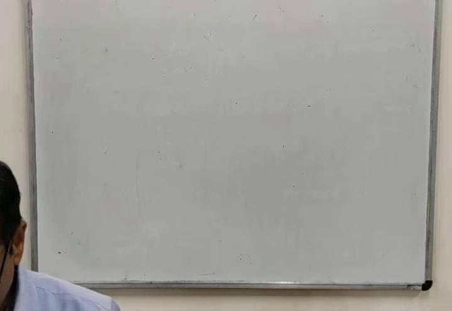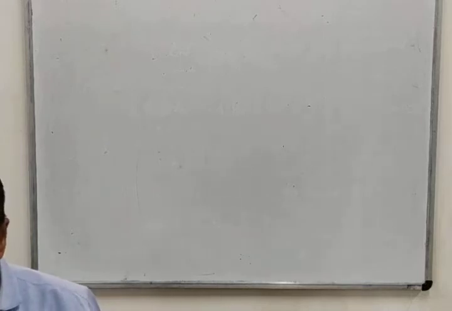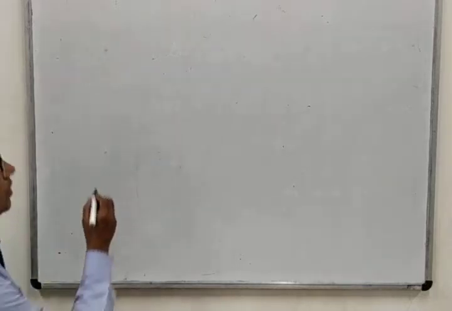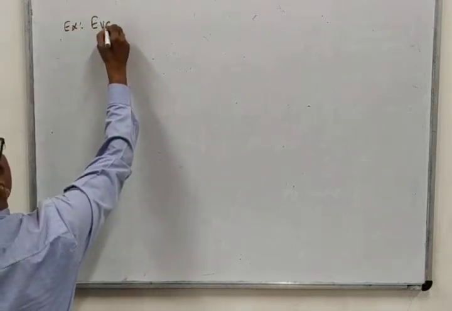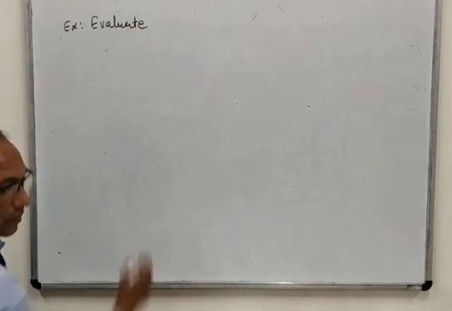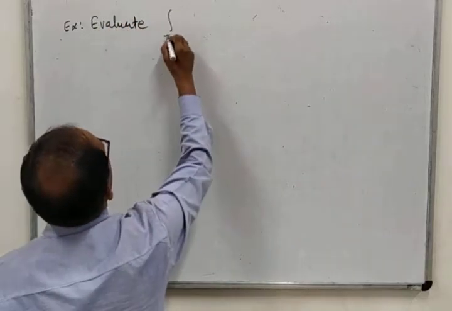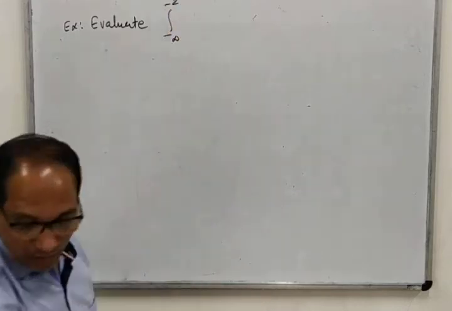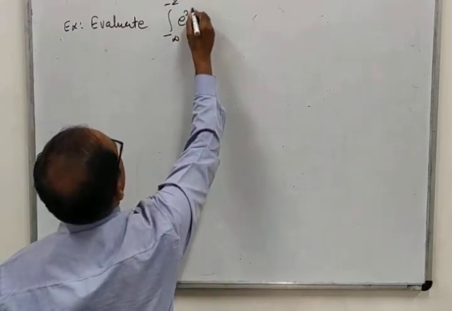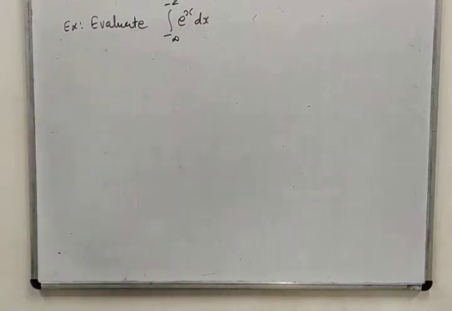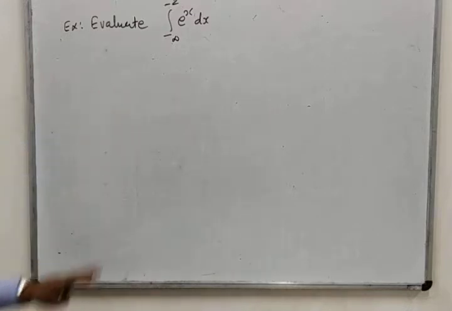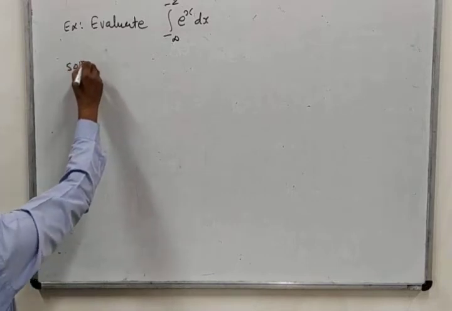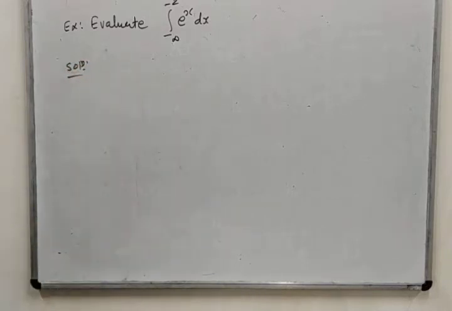Okay. Now let us see one more example. Evaluate the integral from minus infinity to minus 2 of e raised to x dx. Here, evaluate means we will have to find some value, and if the value is available, we say that it is convergent. So in the solution, it is a very simple solution.